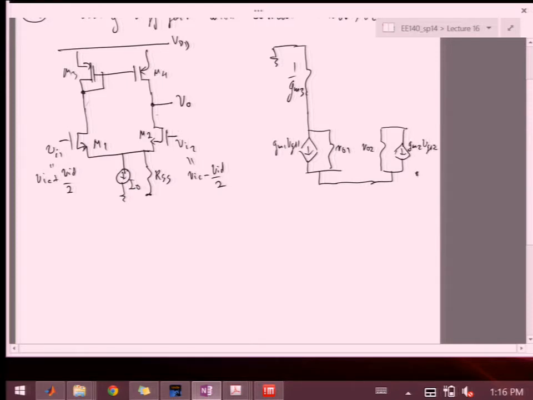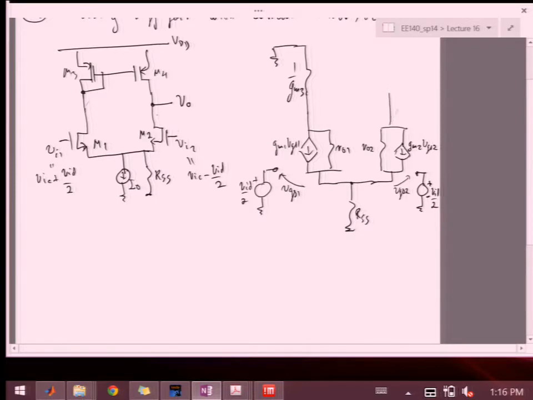And then I have my input minus VID over 2. And then on this side, I'll have VID over 2. This will be VGS1. And this will also be VGS2. And then here I'll have just the RSS.